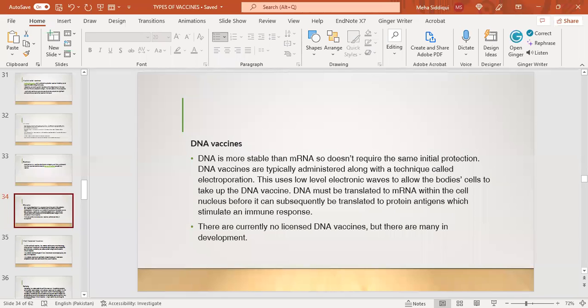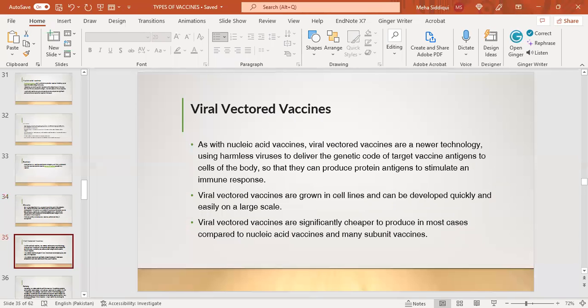DNA vaccines. DNA is more stable than messenger RNA, so it does not require the same initial protection. They are typically administered along with a technique called electroporation. This uses low-level electric waves to allow the body cells to take up the DNA vaccine. DNA must be transcribed to messenger RNA within the cell nucleus before it is subsequently translated to protein antigens, which stimulate an immune response. However, there are no currently licensed DNA vaccines, but there are many in development.